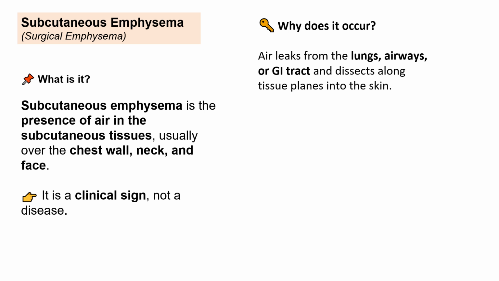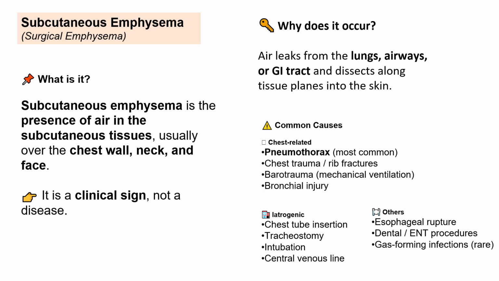So why does it occur? Because air leaks from the lung or airways or GI tract along the tissue planes to the skin, right? Common causes are mainly chest related: pneumothorax, chest trauma, barotrauma or bronchial injury, sometimes bronchial carcinoma, malignancy causing bronchopleural fistulas, or chest tube insertion, thoracotomy, tracheostomy. Sometimes during intubation also the patient develops subcutaneous emphysema.